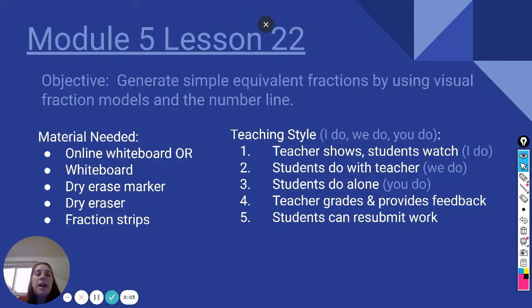Today we're doing Module 5, Lesson 22. The objective is to generate simple equivalent fractions by using visual fraction models and the number line.